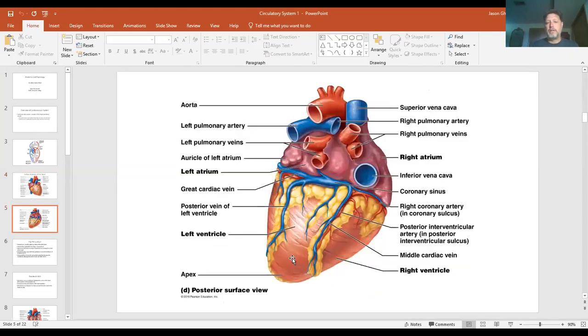This is a posterior view of it. You see the arteries coming back from the pulmonary arteries. There's the pulmonary veins here, the pulmonary arteries here. There's your inferior vena cava, superior, the aorta.